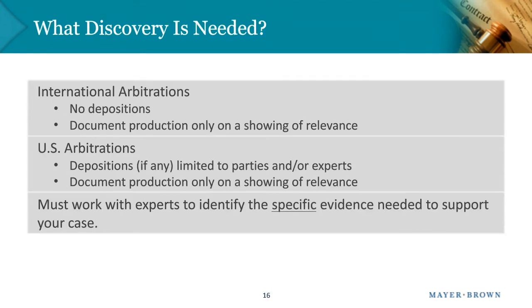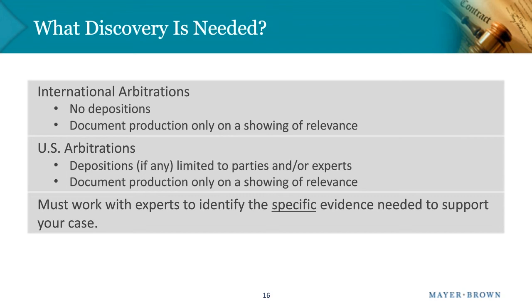Strategic decision number 6 focuses on the discovery that is needed in the case. The discovery question is particularly pressing in arbitrations because arbitrations typically impose far more stringent limitations on discovery than does litigation. In international arbitrations, for example, there are no depositions, and document production is only from the parties and only on a showing of demonstrated relevance.